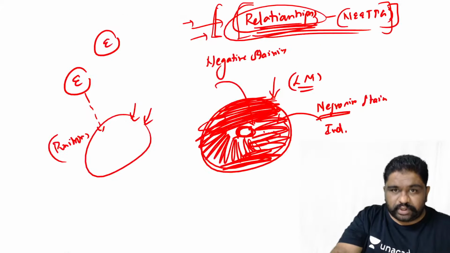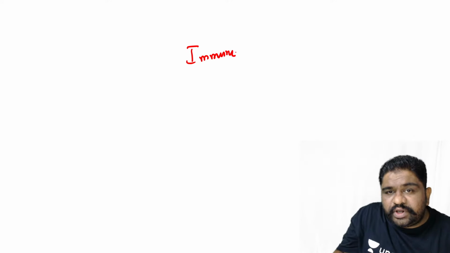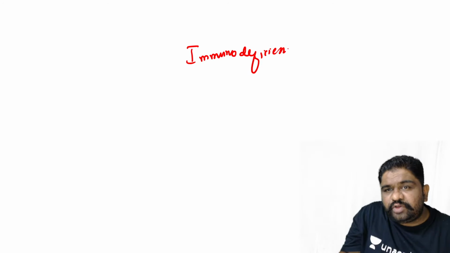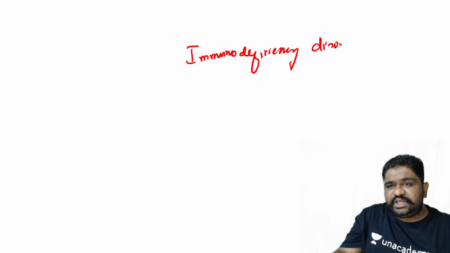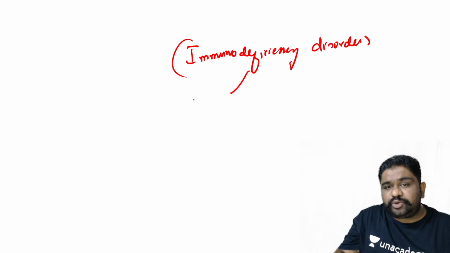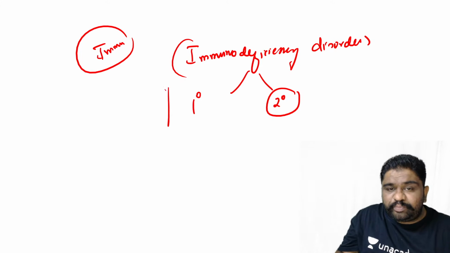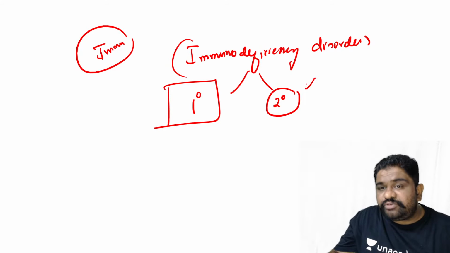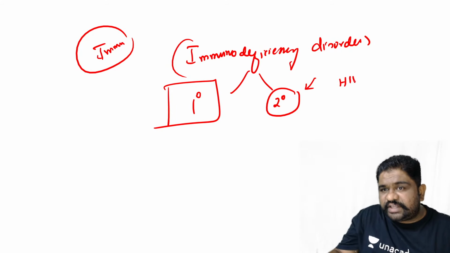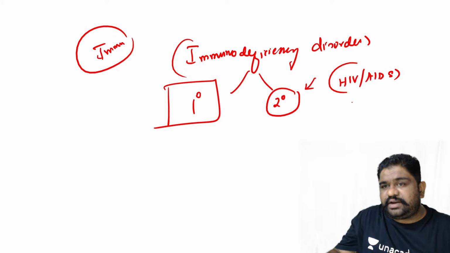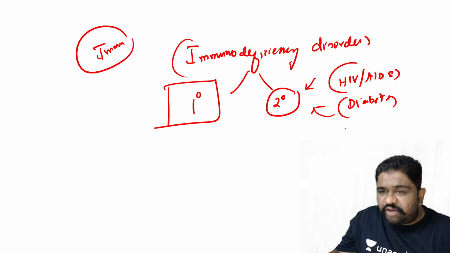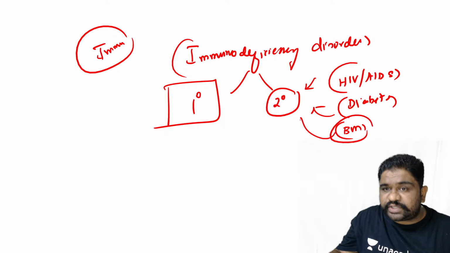I'm sorry. Yes, after complement factors, focus on immunodeficiency disorders. You divide the immunodeficiency disorders into primary immunodeficiency disorders and secondary immunodeficiency disorders. So in immunology, you are bound to learn about primary immunodeficiency disorders. Please do not confuse them with secondary disorders. For example, if you have HIV/AIDS and there is immunosuppression, that is secondary. Because of diabetes, if you have suppression, that is secondary immunodeficiency. If you have bone marrow suppression because of drugs, that is also secondary immunodeficiency.